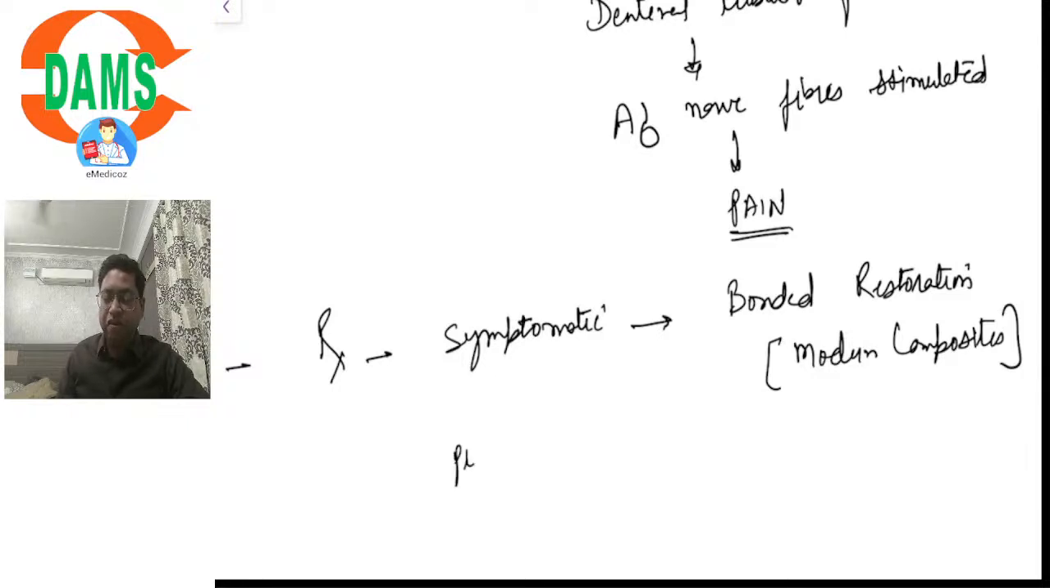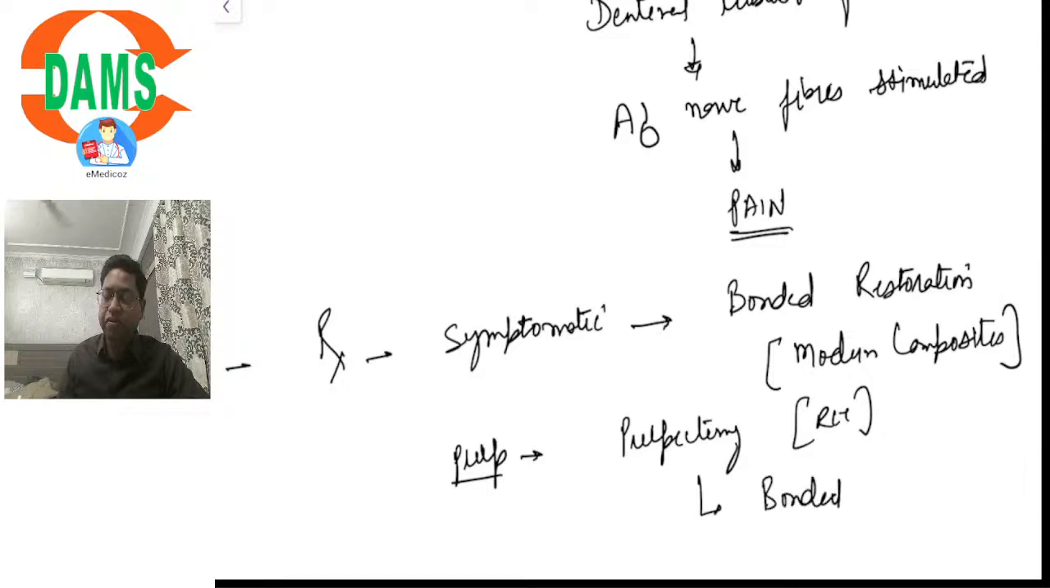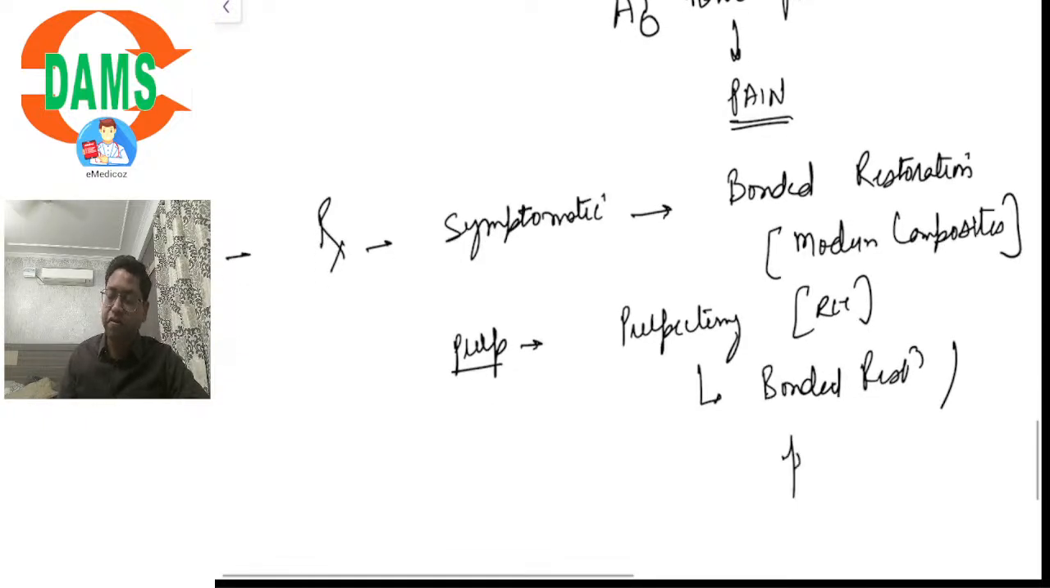If it is involving the pulp, there are chances of pulp vitality loss. There are chances of pulp necrosis. Then we have to do pulpectomy or root canal treatment, followed by some form of bonded restoration or a full coverage crown.